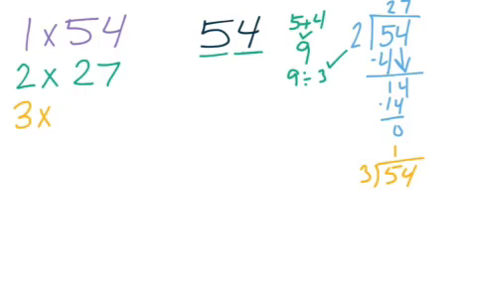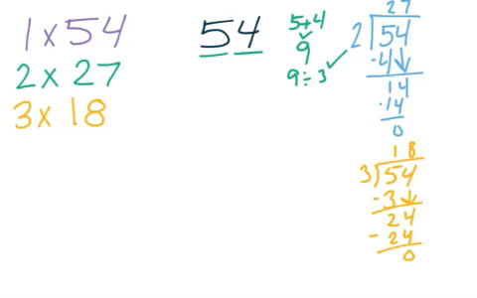3 goes into 5 one time. 3 times 1 is 3. I subtract, I'm left with 2, and I bring down my 4. 3 times 8 is 24. I subtract, and I'm left with 0. Okay, so 3 and 18, when I multiply them together, I'm going to get 54. That was my divisibility rule for 3.